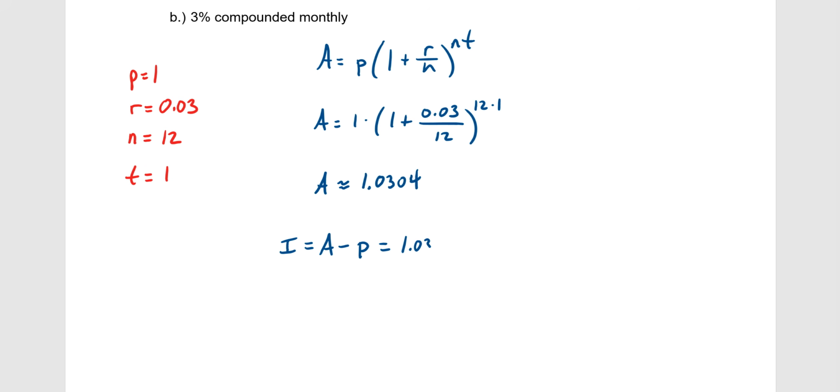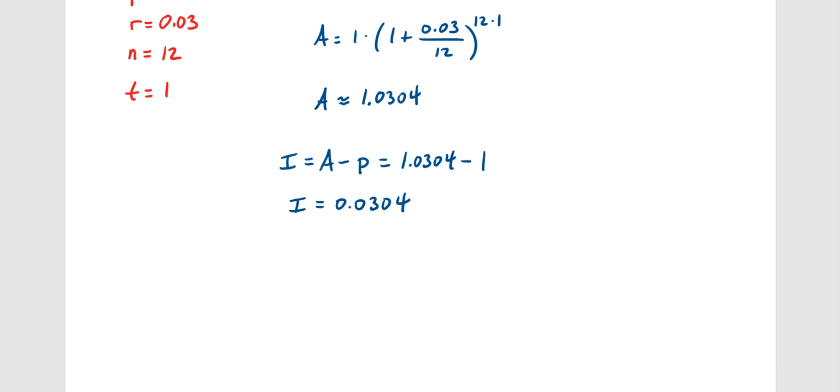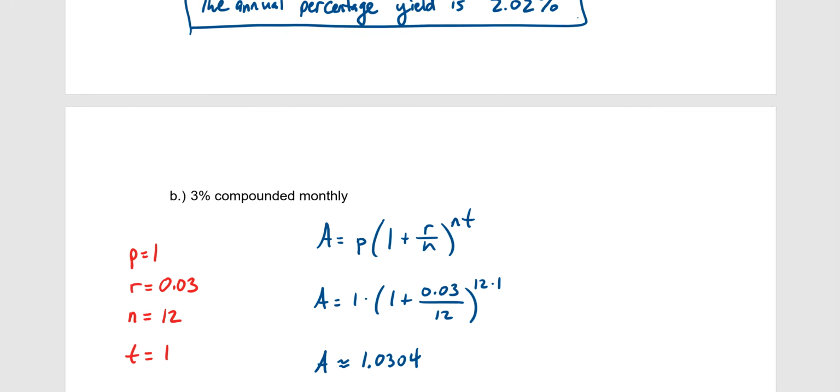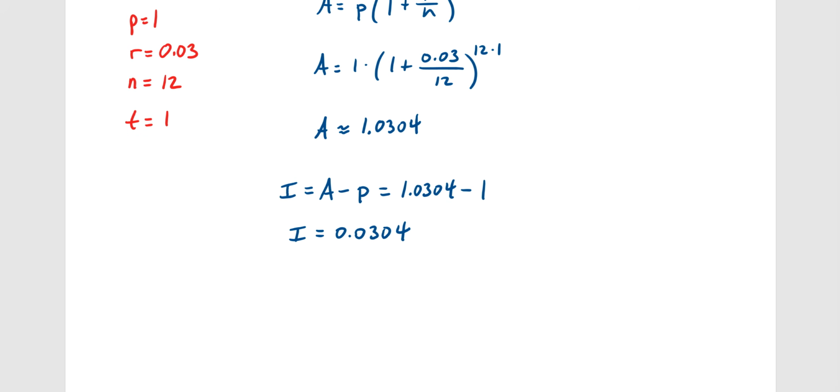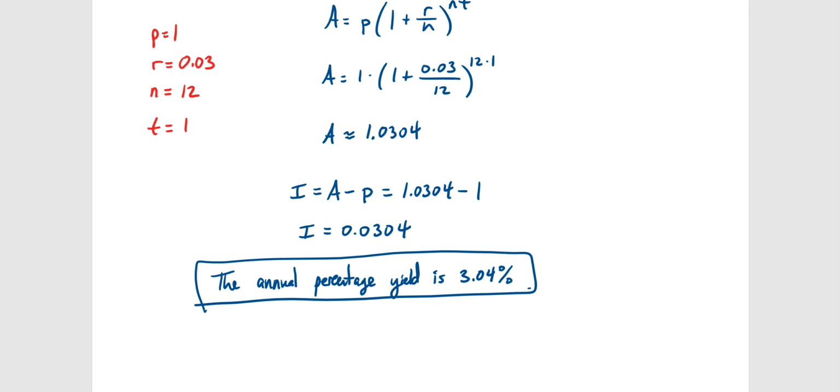So 1.0304 minus 1, and that's going to give us 0.0304. Okay, and then for this particular answer, it's going to be the same thing that we just did here. We move the decimal 2 to the right, and we get 3.04%.